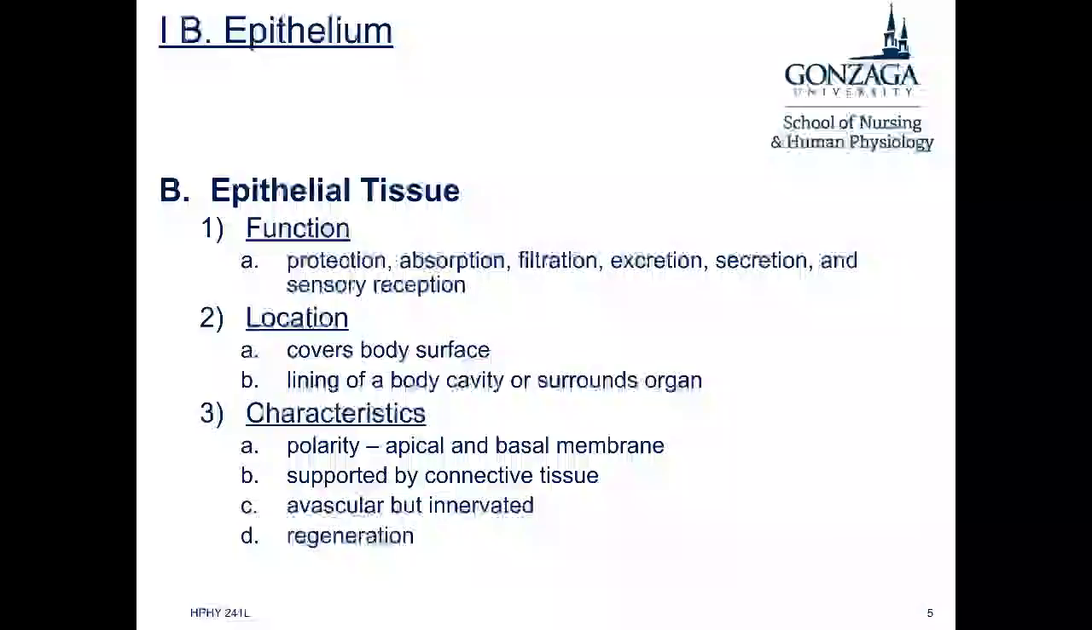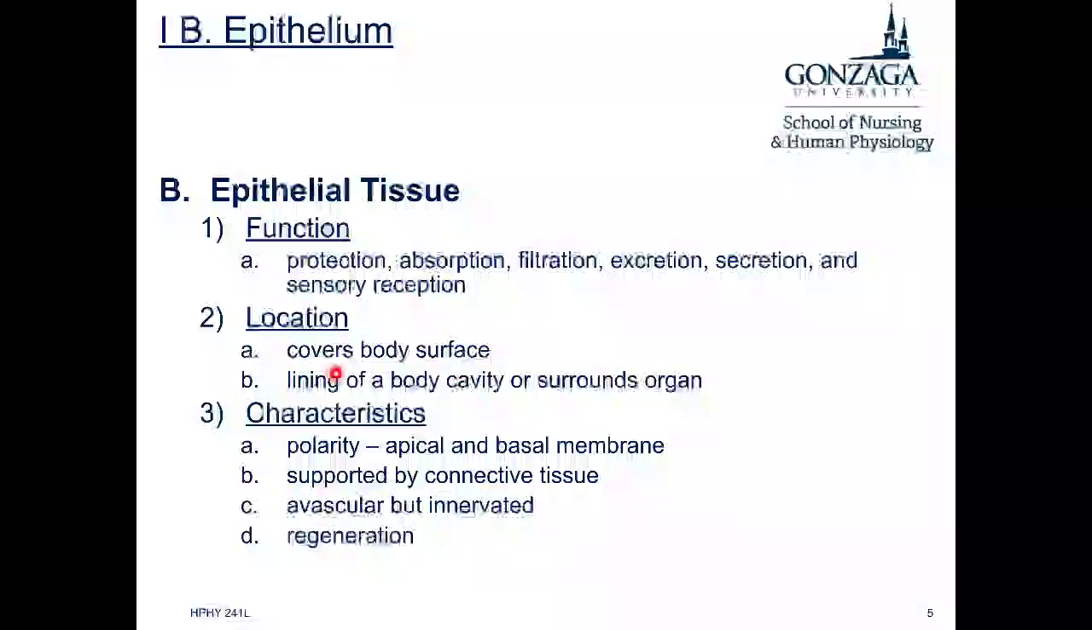So on the next few slides, or this one and moving forward, I'm going to talk about each of those 4 and introduce you to their subtypes. So let's begin with epithelium, also called epithelial tissue. Wide variety of function for epithelial tissue, including protection, absorption, filtration, secretion, and also sensory reception, so very diverse. Epithelial tissue occurs throughout the body.